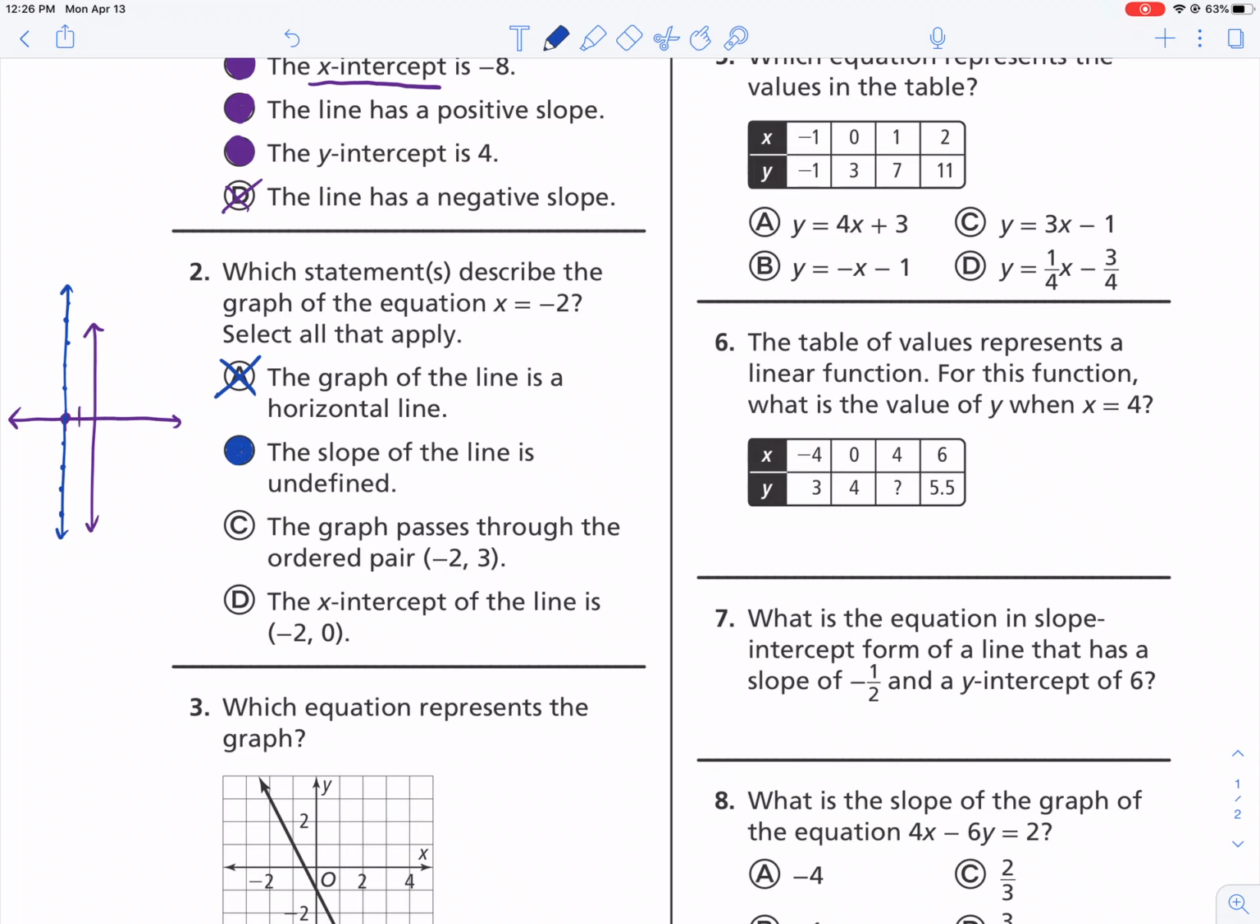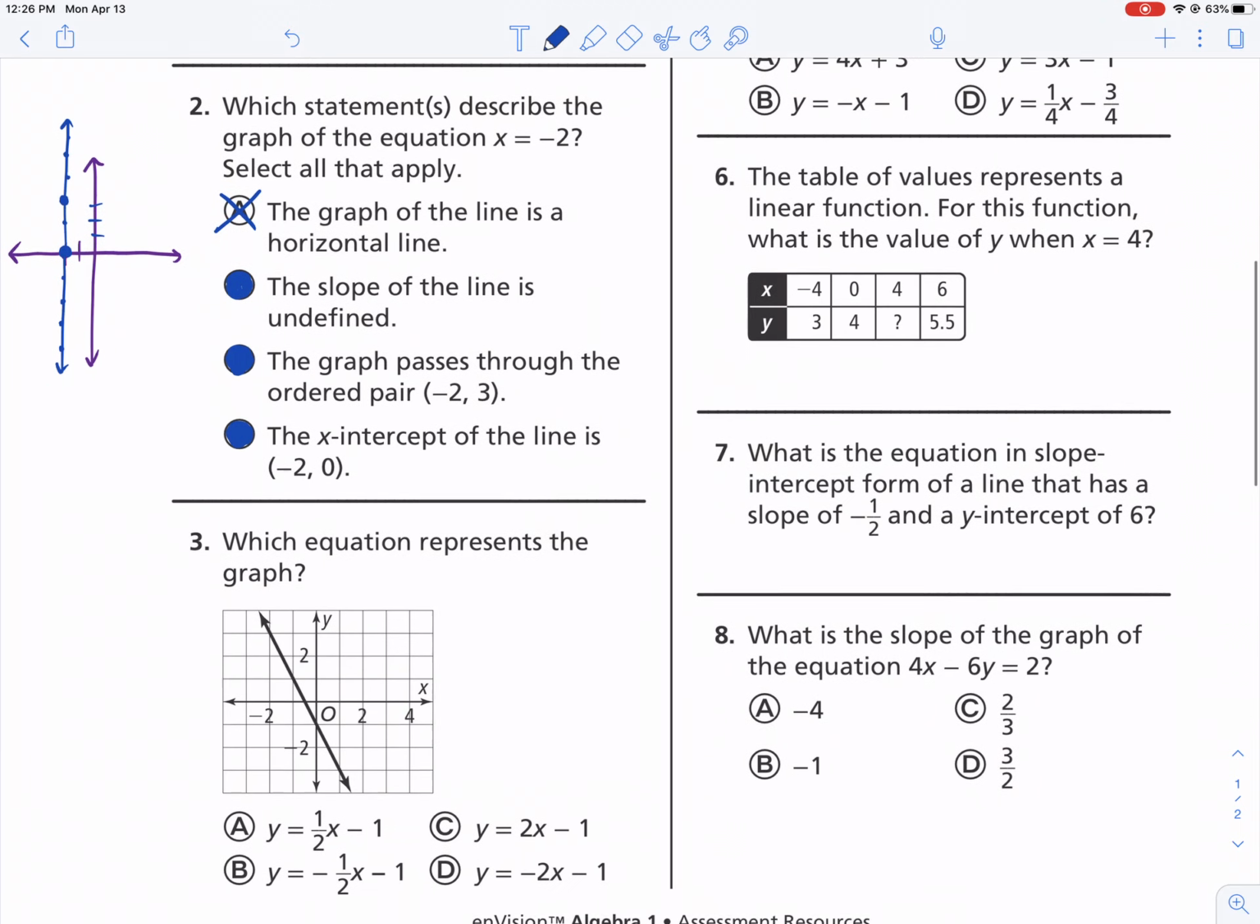The graph passes through the ordered pair of -2, 3. So if I were to look here and I were to make these -2, 3, that value would be on there because my line is at x equals -2. Okay, and then my last option, the x-intercept of the line is -2, 0, which is in fact where it crosses the x-axis. So it would also be D.